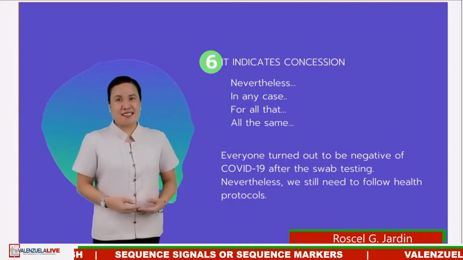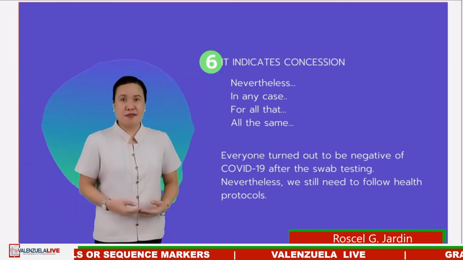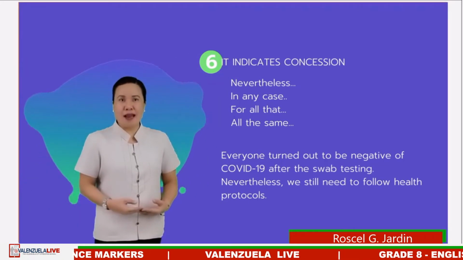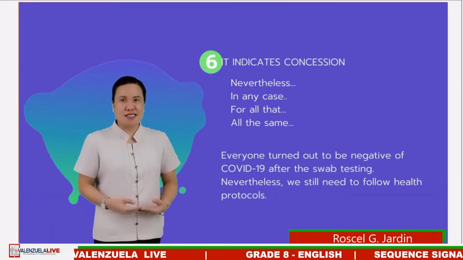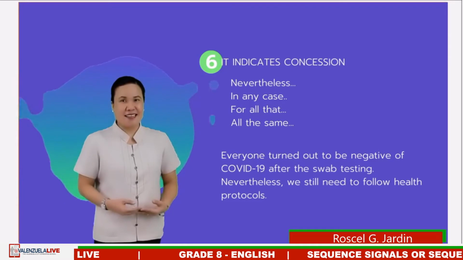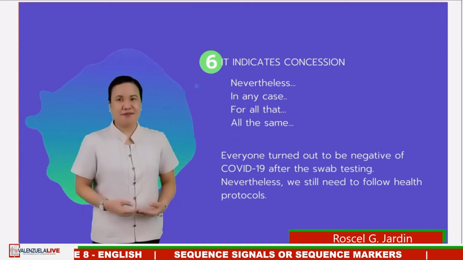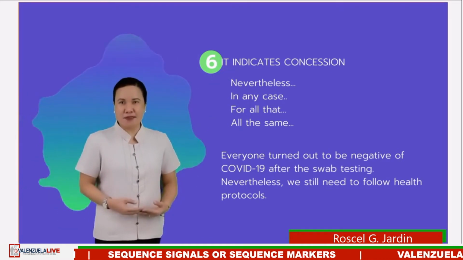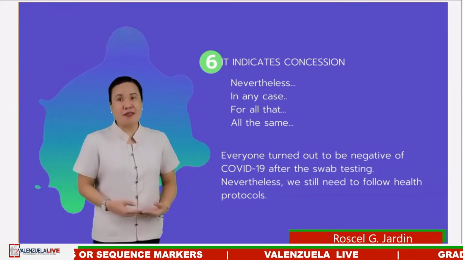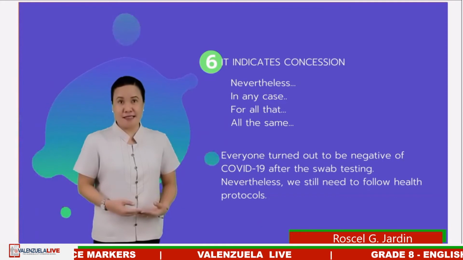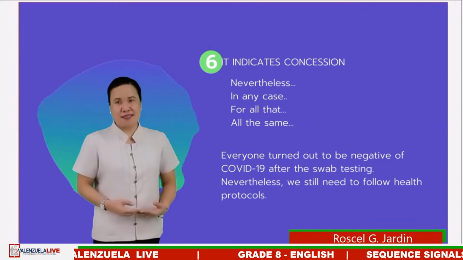Now we are down to the sixth type, which indicates concession. When we say concession, we agree or we allow something to happen. This type uses words such as nevertheless, in any case, for all that, all the same. Let us examine this example. Everyone turned out to be negative of COVID-19 after the swab testing. Nevertheless, we still need to follow health protocols.